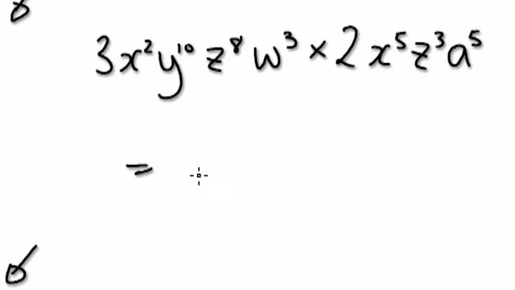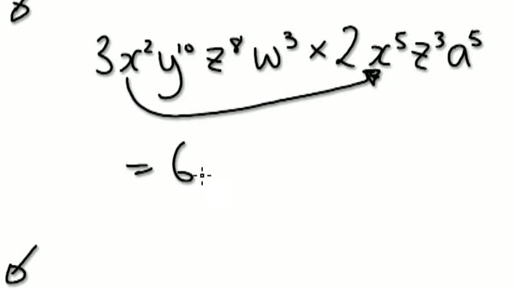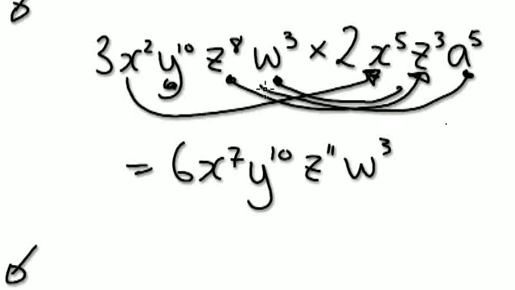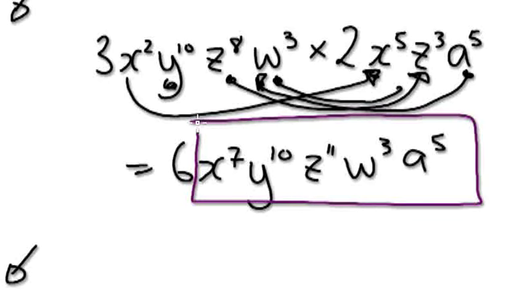Okay, so 3 times 2 would be 6, and x, well, there's an x to the power of 5 over here, so x to the power of 7. Y, any y's on the right hand side? No y on the right hand side, so it will remain as y to the power of 10. Z, well, there's a z over here, so that would be z to the power of 11. W, no w's over here, so w to the power of 3, and then I've got a final a to the power of 5 times, well, no a's over here, so it would be a to the power of 5. So here, this is my new entity. Okay? Alright.